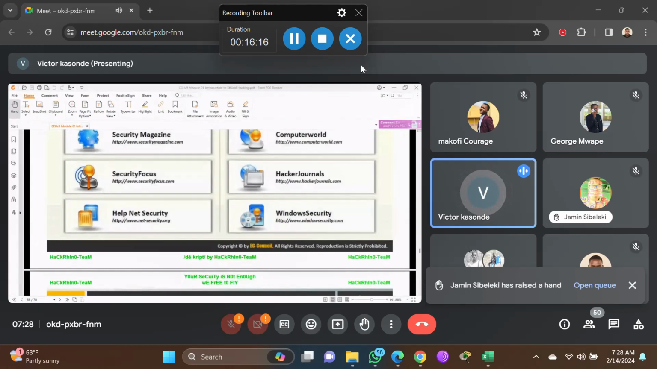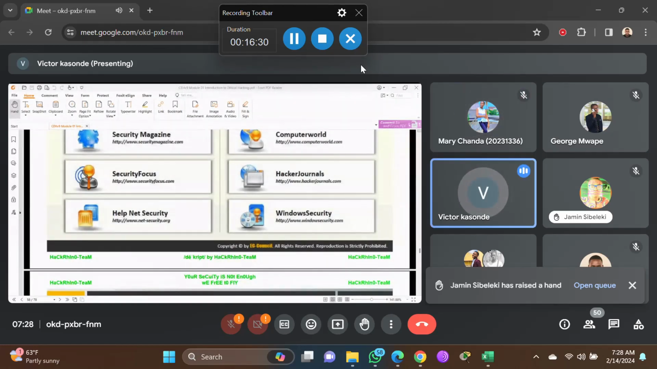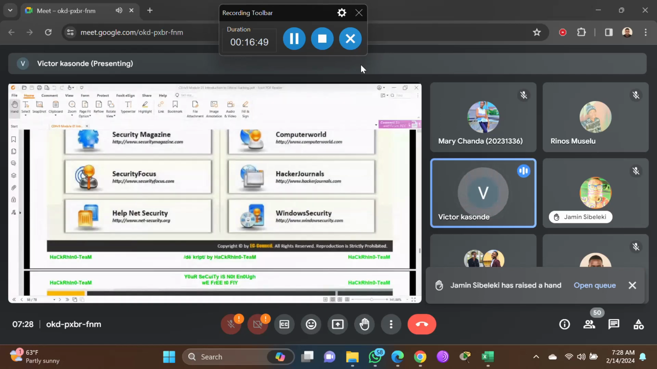Maria, I saw your hand. It's the process of evaluating the security of an information system to see if there are any vulnerabilities in the information system. Okay, I saw a hand. Yes, sir. It is a security exercise where a cybersecurity expert attempts to find and exploit vulnerabilities in a computer system. Okay, that is good. Thank you very much.